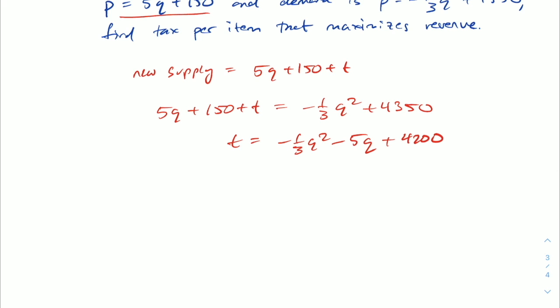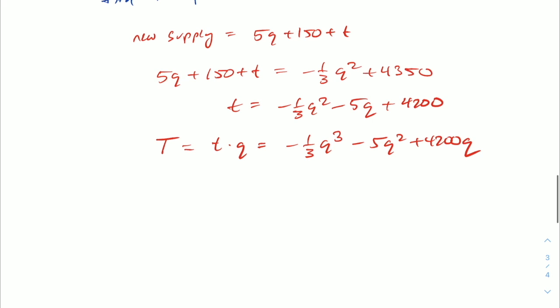Then in step 2, we construct this tax revenue function. We're going to take T and multiply by Q. So we'll get negative 1/3 Q cubed minus 5Q squared plus 4200 times Q. And this is the function that we want to maximize. If you sketch this function, you can see it's a cubic. It looks something like this, and it's going to have some max in the positive Q region.